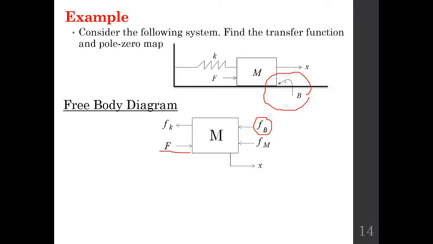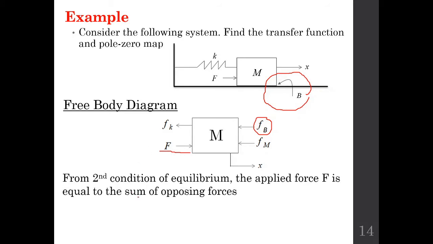Okay, so how do we find this? We'll see here. Again, we'll be using the second condition of equilibrium, which says that the applied force F equals the sum of all opposing forces. Now here we have three opposing forces. One is this F of K, then F of M, the inertial force of the body, and F of B, which is the frictional opposing force.